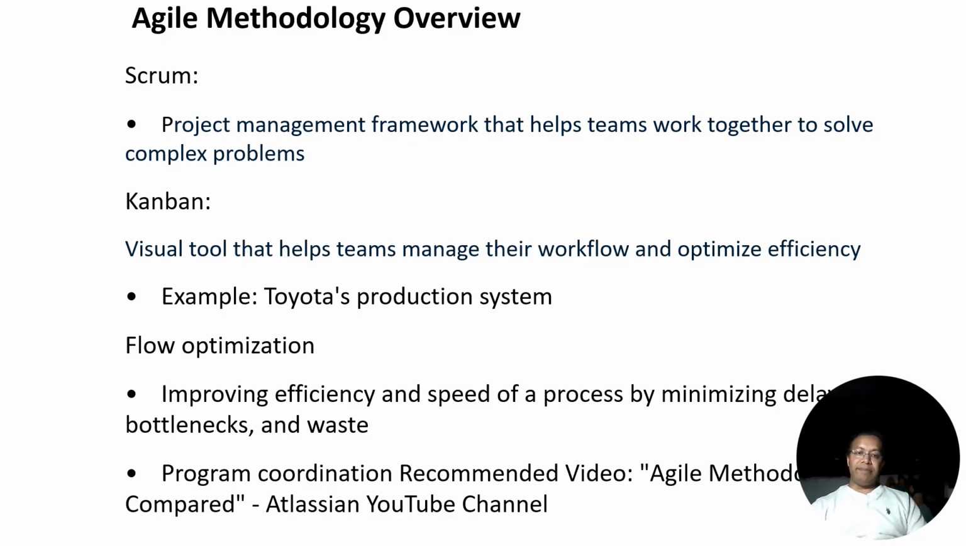progress, the WIP as we call it. So it limits the number of tasks being worked on simultaneously to prevent overload and bottlenecks. And then we can also have pull systems where work is pulled through the system based on actual demand rather than pushing work through based on assumptions. So that's what we talk about with flow optimization, which improves efficiency and speed of processing by minimizing delays, removing bottlenecks, and also reducing waste in the process itself.